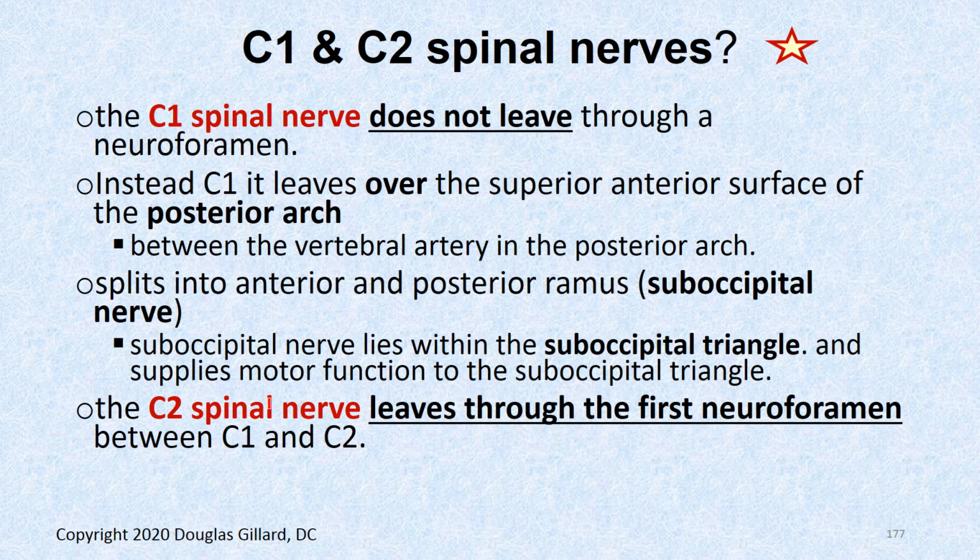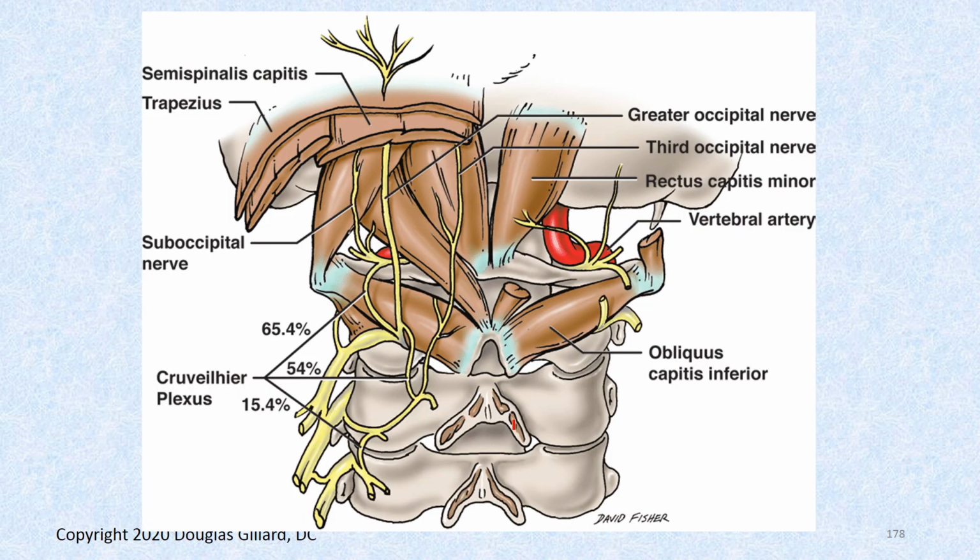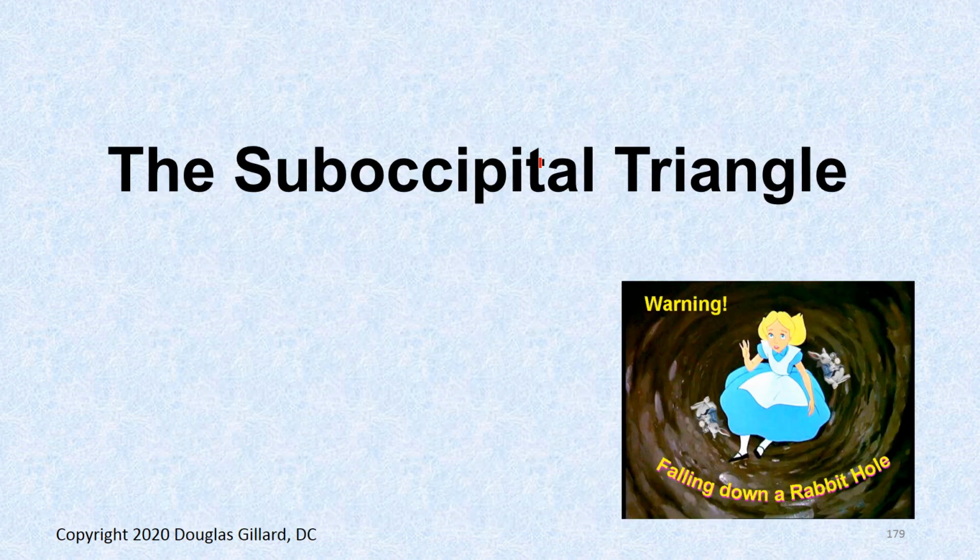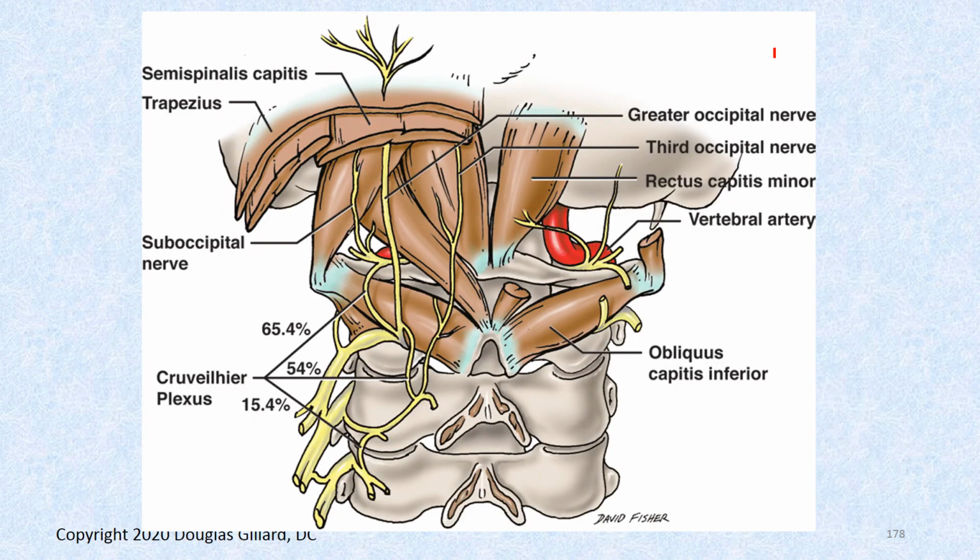C2, as I said, the C2 spinal nerve leaves as normal between C1 and C2. Here's just a picture of where we're going, but here's this region. We're going to talk about the suboccipital triangle. We'll save that for tomorrow. Really high-tested region. I love the suboccipital triangle. Boards love it. Medical, chiropractic, physical therapy. Got to know. This is like the headache zone here. So got to know this stuff.